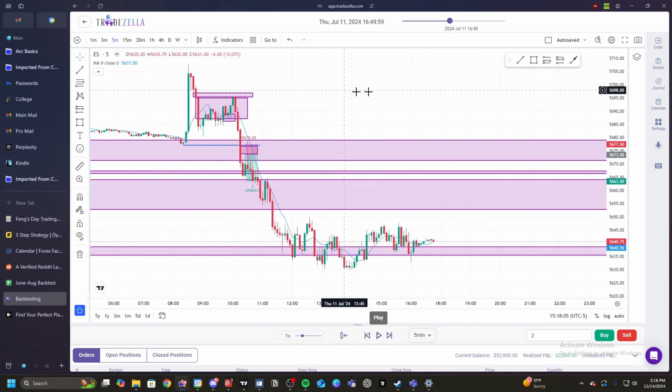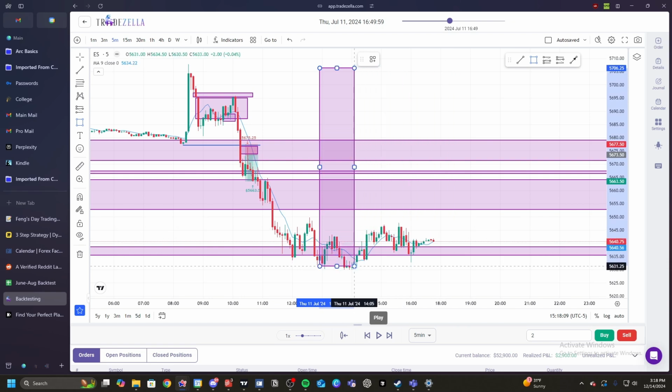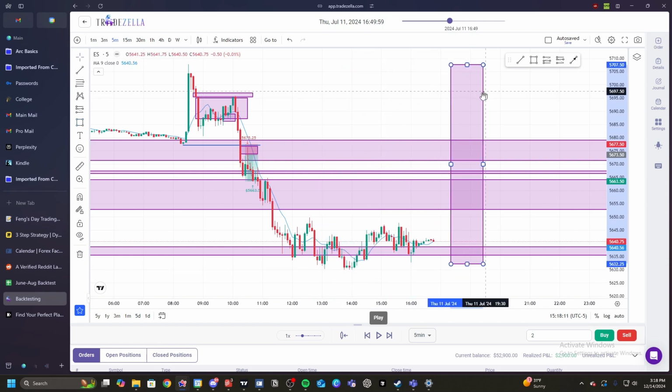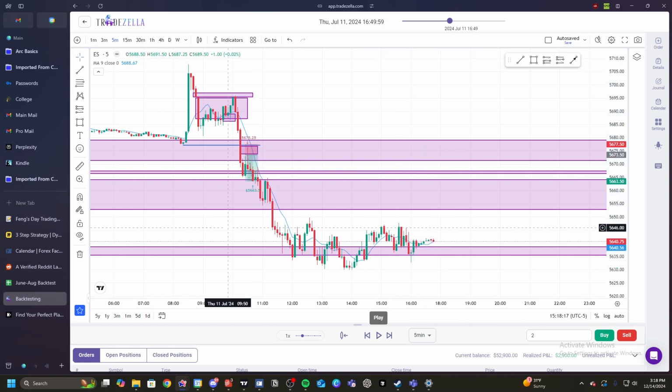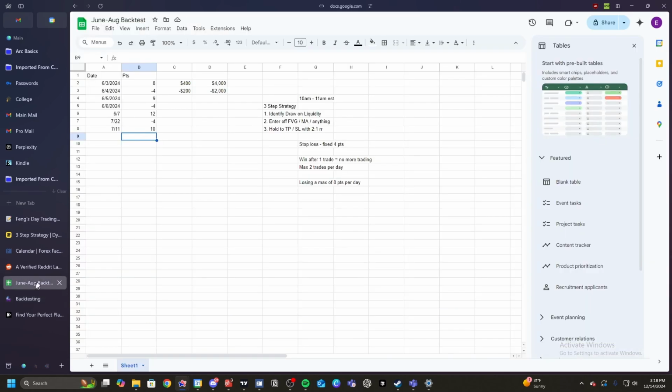Yeah. So on this day, the daily candle would have looked something like this, right? A big red candle, and we would want to catch some of that short, and that's pretty much what we did here. So yeah, we caught 10 points. I think I wrote that down.